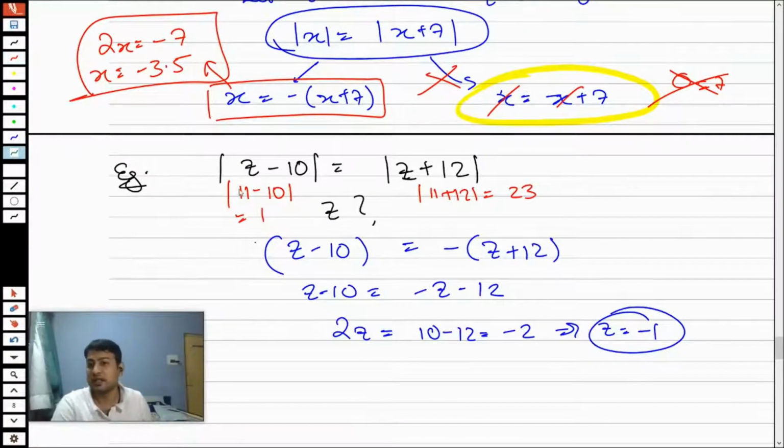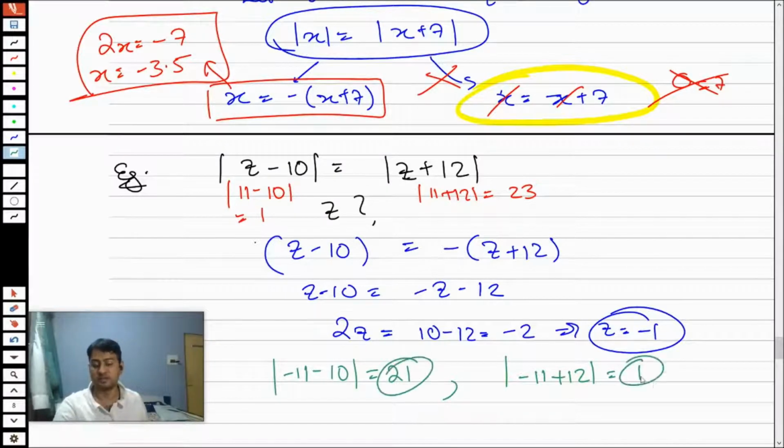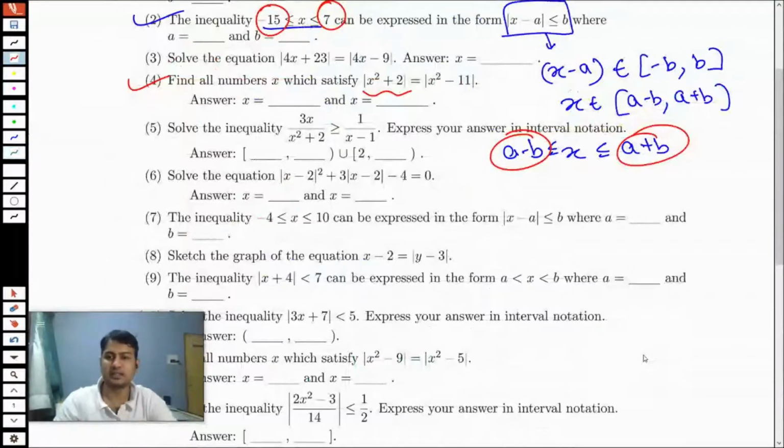Then Ajit gave me the answer -11. So if I substitute that, I get z is -11, right? So |-11 - 10| is equal to |-21|, and |-11 + 12| is equal to |1|. So that is equal to 1. So again, 21 is not equal to 1. So you can also substitute your answer back and check if the answer that you got is correct or not. Okay, so that would also be a good exercise sometimes.